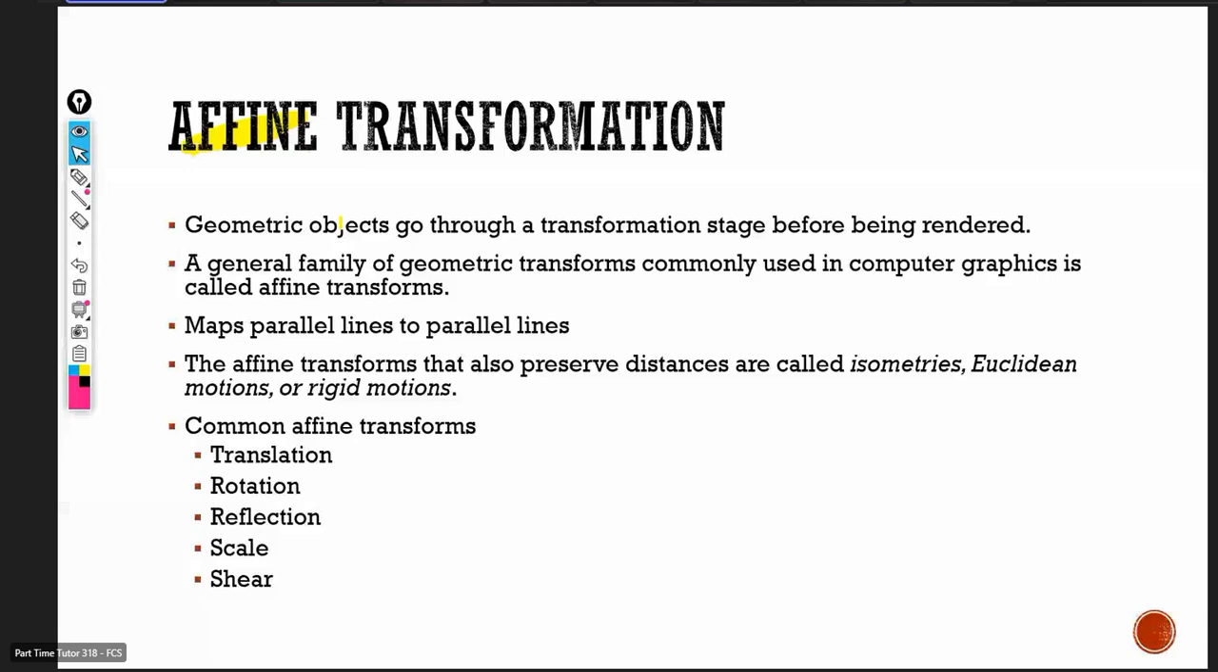The affine transform is a general family of geometric transforms used in computer graphics. It will map parallel lines to parallel lines. If the affine transform preserves all pairwise distances, it is called isometric, or Euclidean motion, or rigid motion. The transform preserves the distances. For example, if we have an object and we make a translation of this object, we are conserving the distances. So this is called an isometric or Euclidean motion or rigid motion.